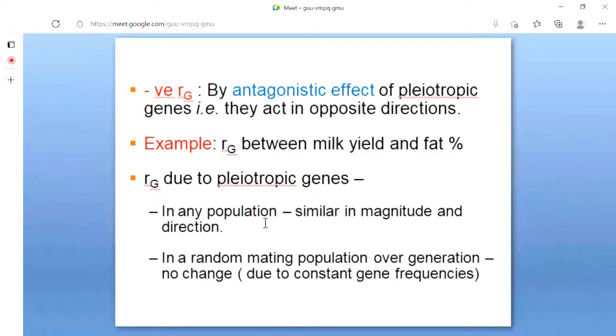And there may be negative genetic correlation. Negative genetic correlation means it is the antagonistic effect of pleiotropic genes, that is, they act in the opposite direction. For example, as I told you, milk yield and the fat percentage. They move in opposite directions.